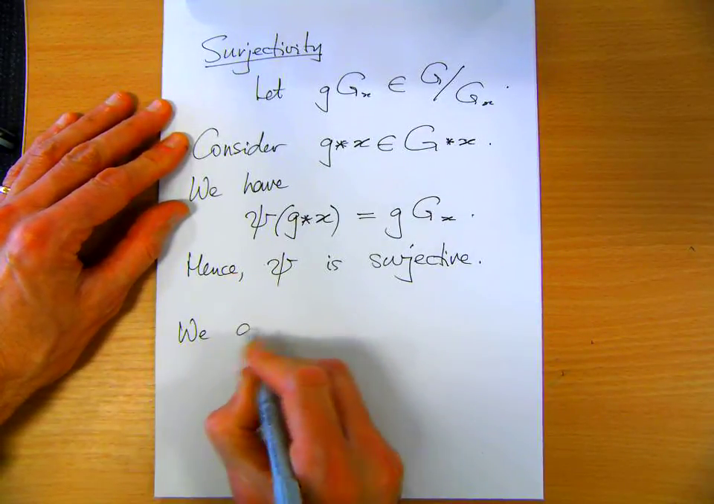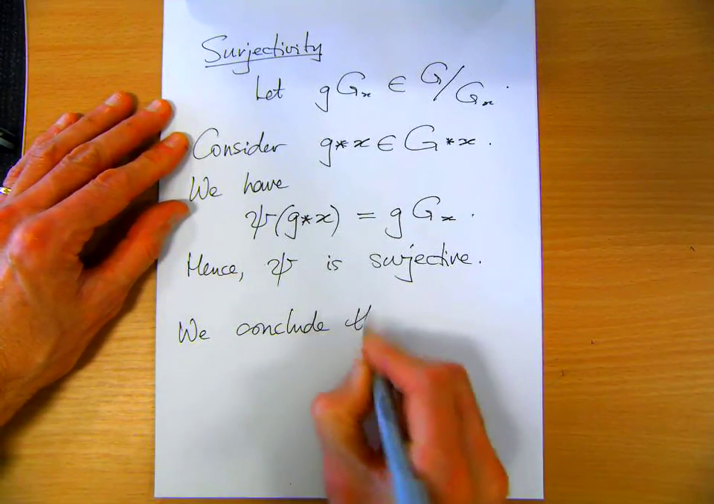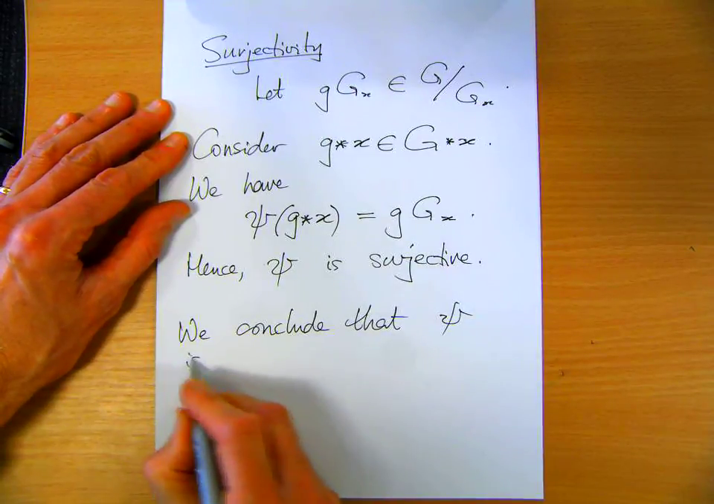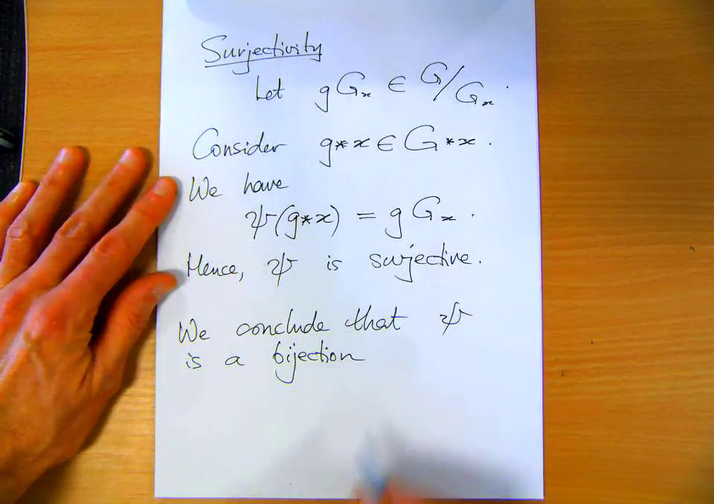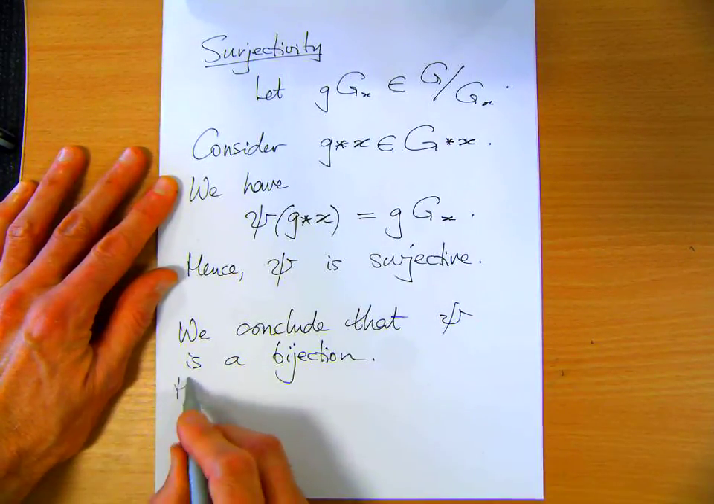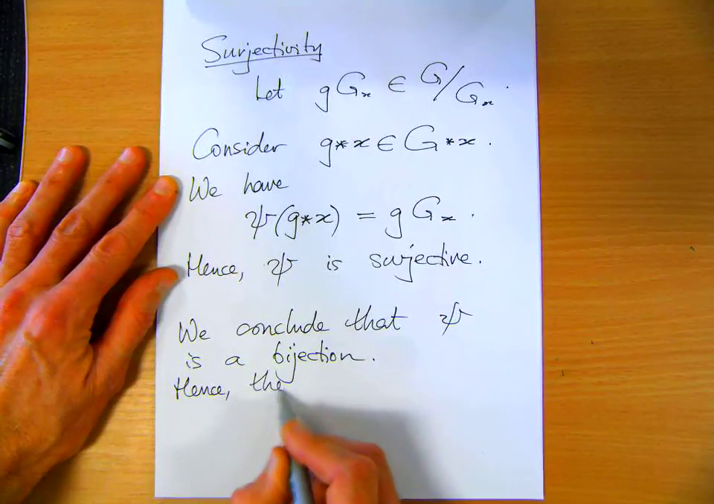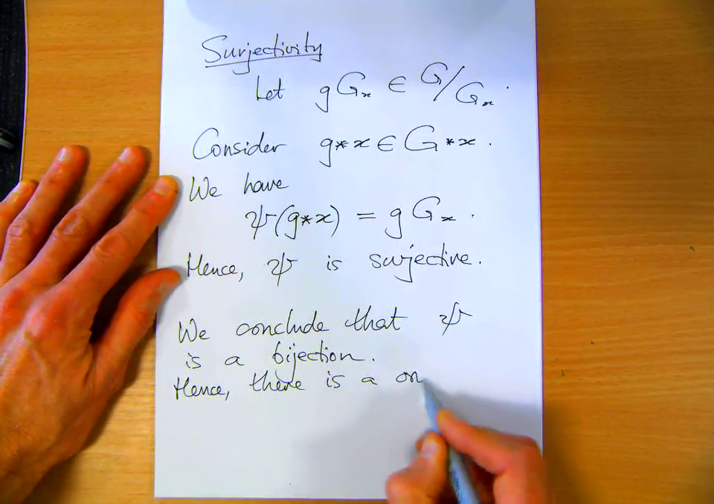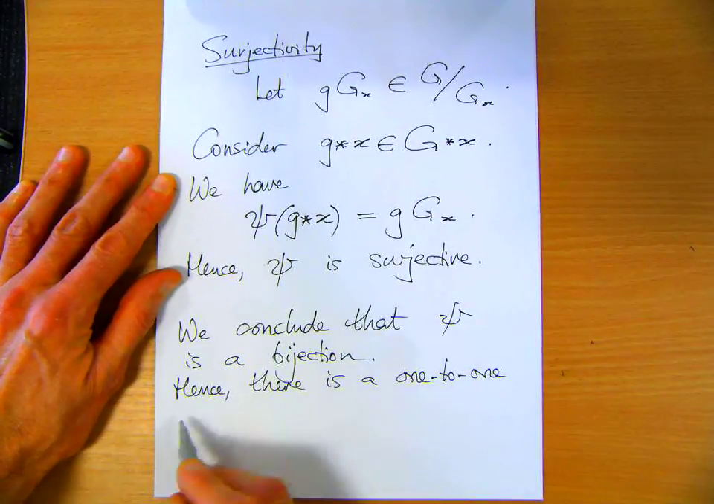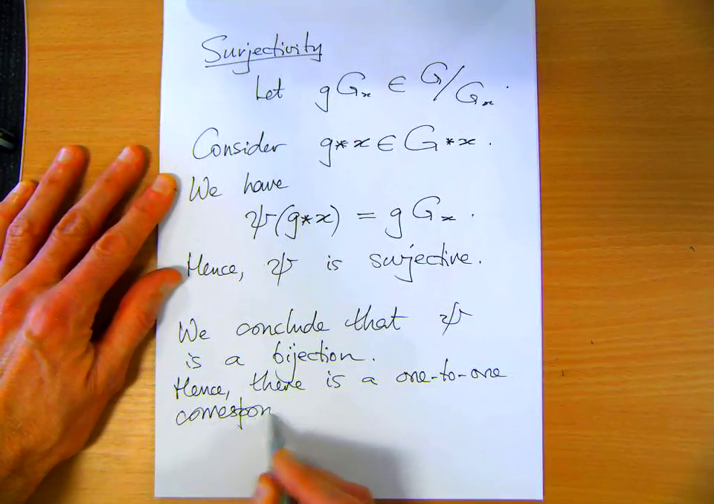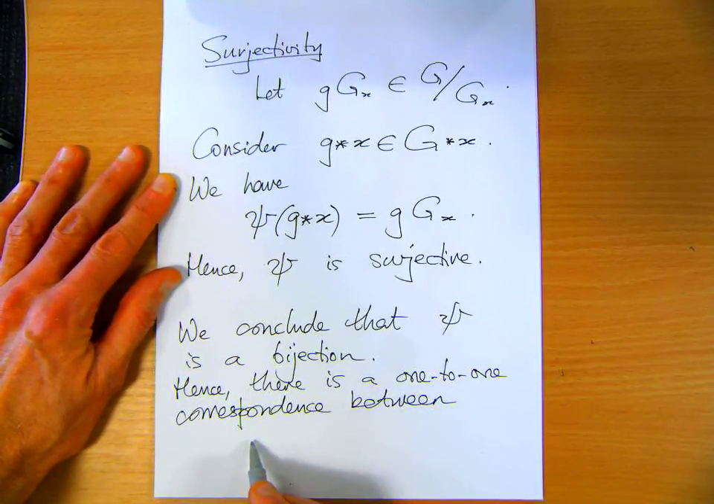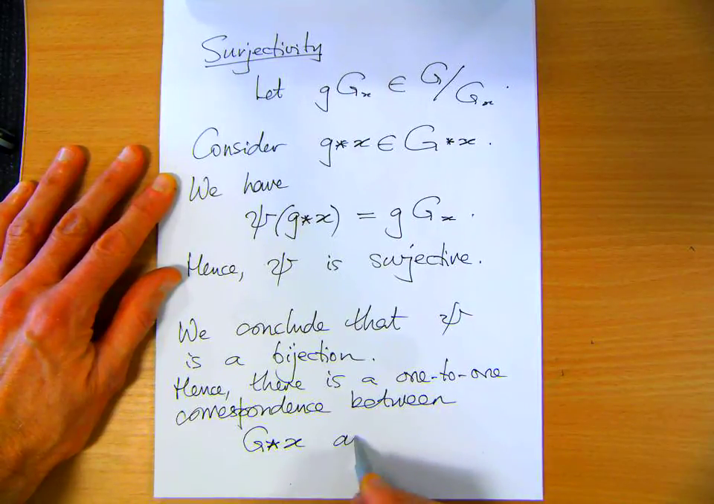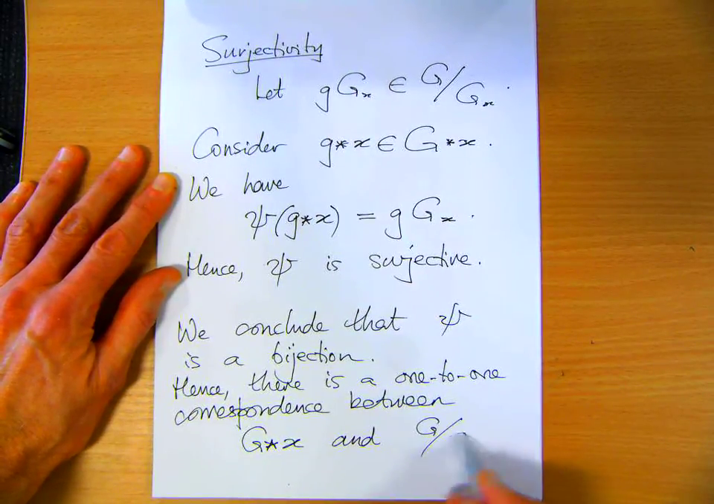So we conclude that psi is a bijection because we proved it's injective and surjective, and hence there is a one-to-one correspondence between the orbit and the set of left cosets.